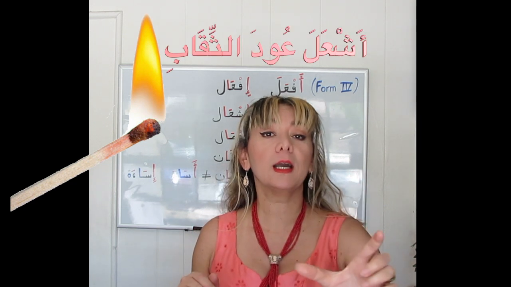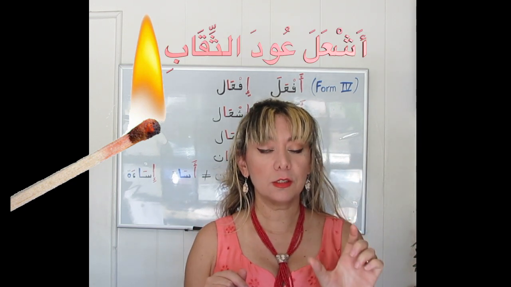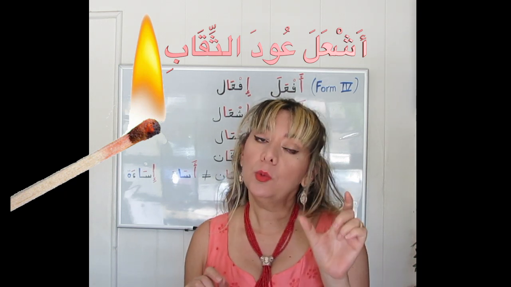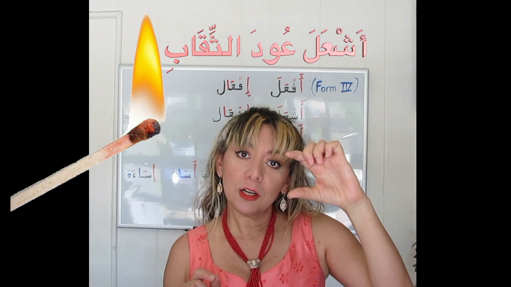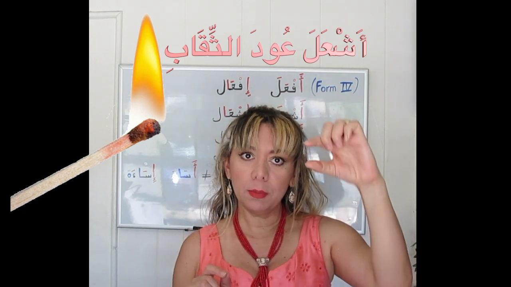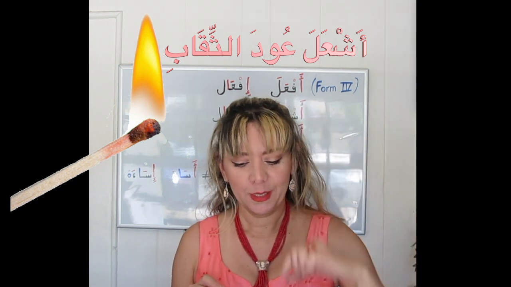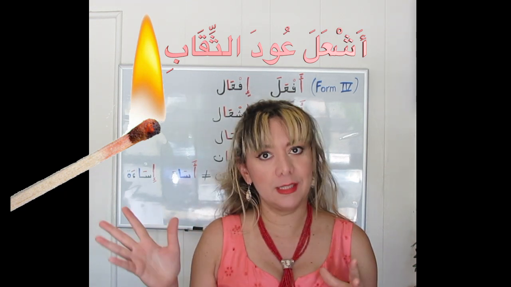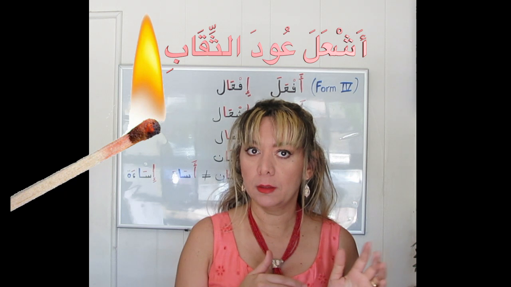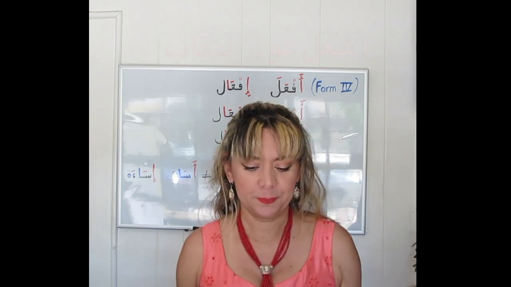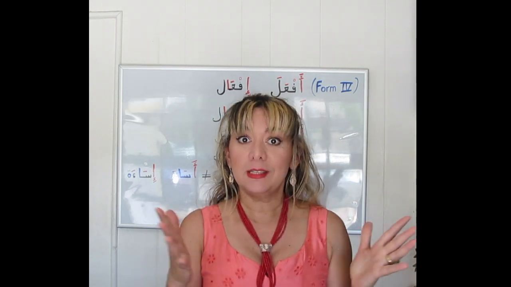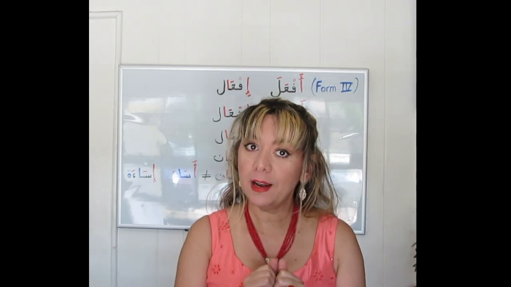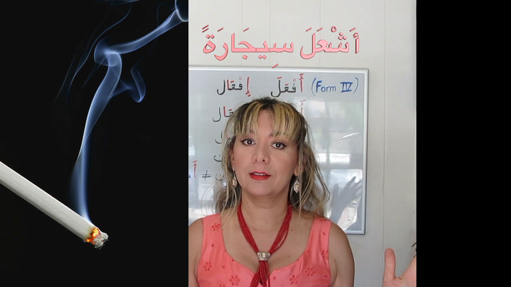عود ثقاب is within a possessive construction. Oud is the wooden stick of the match. الثقاب is the head. So he lit the wooden match or matchstick. عود الثقاب. Or الكبريت. He lit a cigarette. أشعل سيجارة.